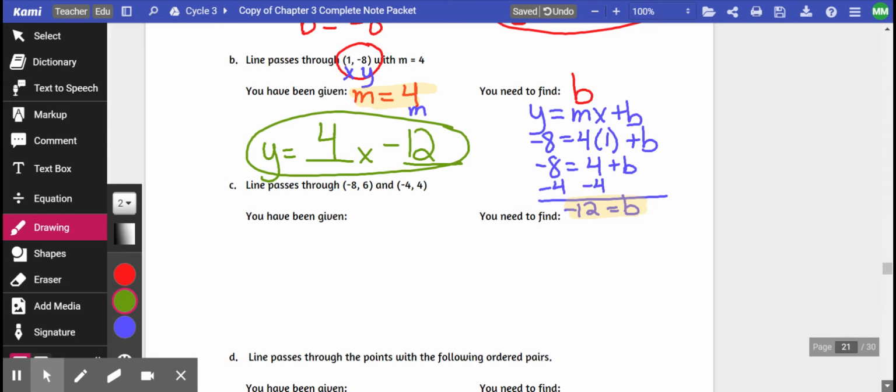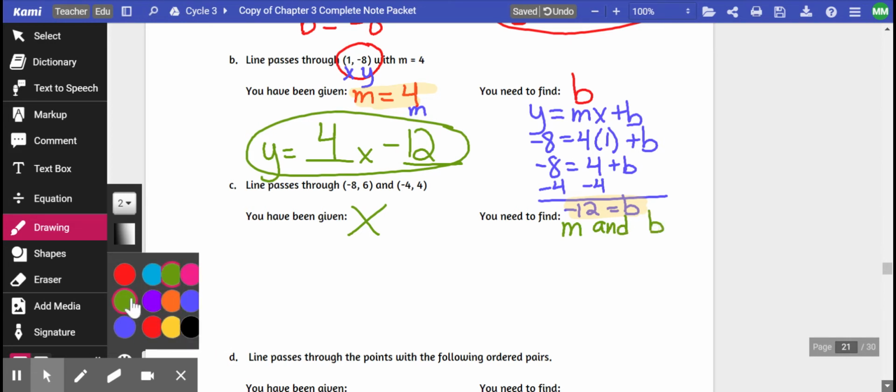For C, it says the line passes through (-8, 6) and (-4, 4). So this time we are not given m or b. We haven't been given anything. For this one, we have to find both m and b. Remember, if you have to find both, you're first going to solve for m. So step 1 will be to find m.